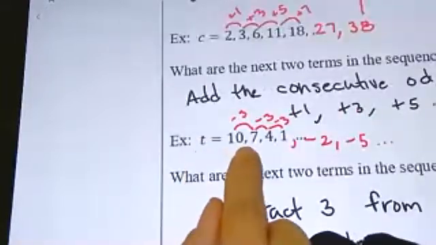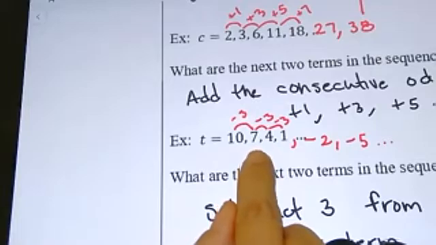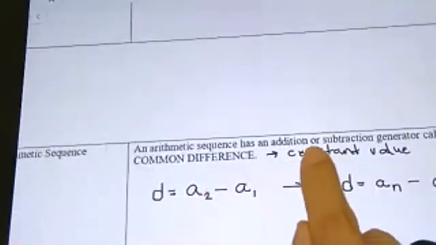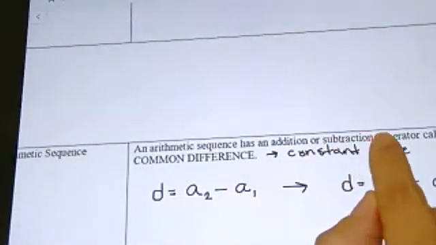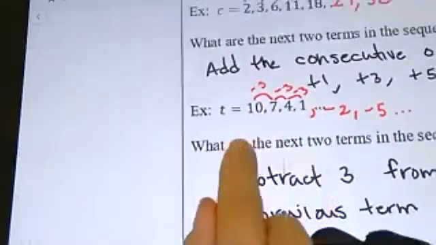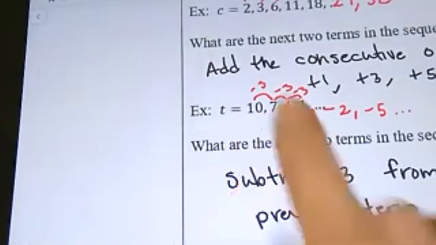But what about this one? Is this arithmetic? We'll go back to the definition here. It says an arithmetic sequence has an addition or subtraction generator. So what do you guys think about sequence T? Is that arithmetic? Yeah. As long as you're subtracting the same number every time, it's arithmetic. So this one is arithmetic.